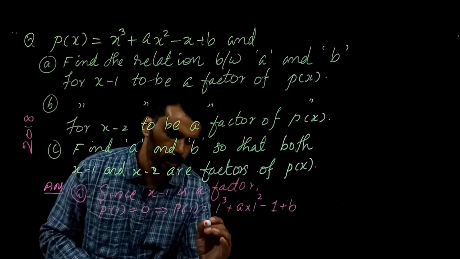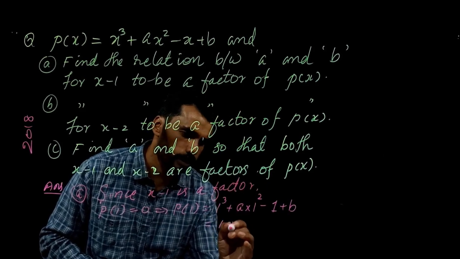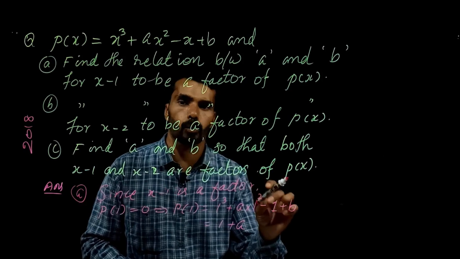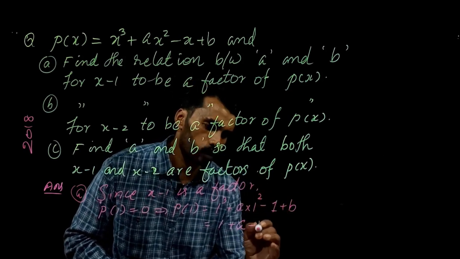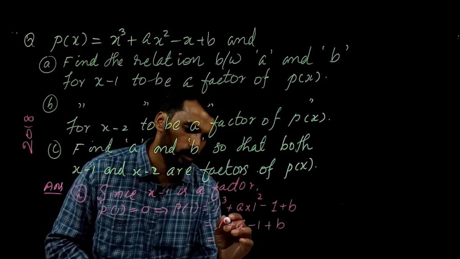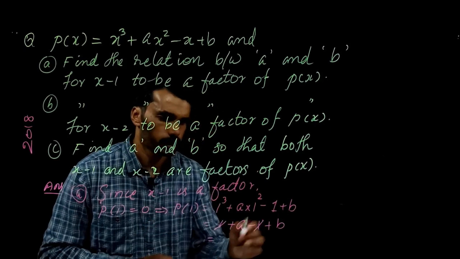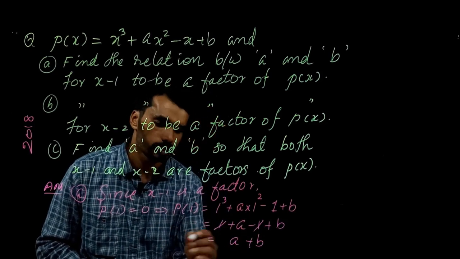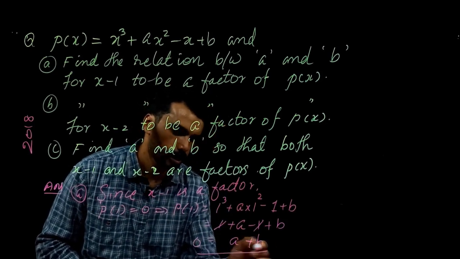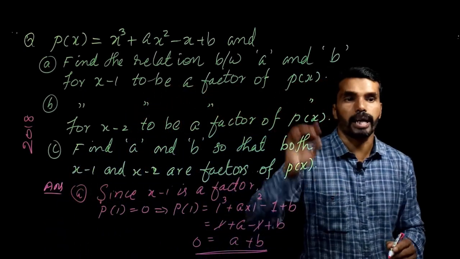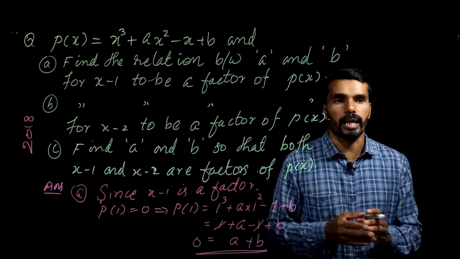That is, this is equal to 1 plus a into 1 square. 1 square is 1, a into 1, a, minus 1 plus b. That is, 1 minus 1 cancelled, then a plus b is equal to P of 1, which is 0. So this is the relation between a and b for x minus 1 to be a factor of P of x.